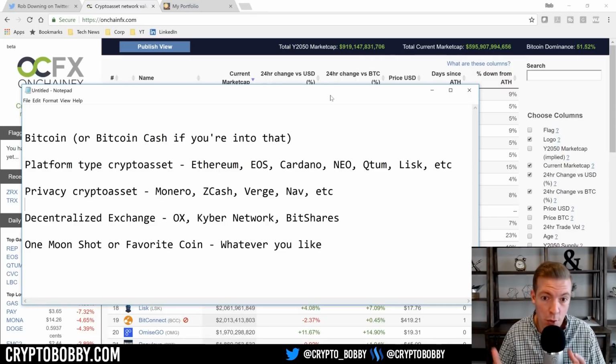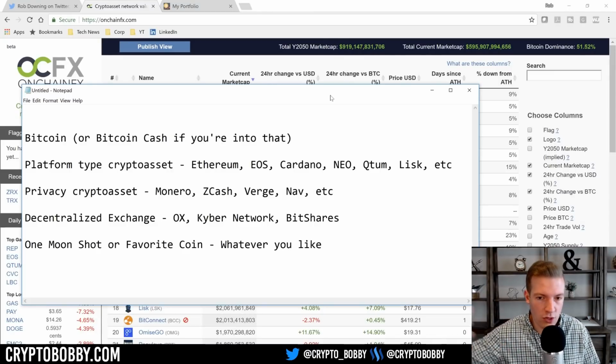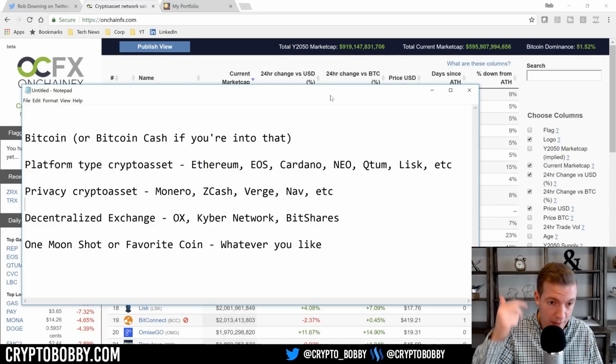Personally, I have both Ethereum and Cardano in my portfolio, and I like Ethereum for its right now acceptance as really the platform of choice within the crypto community. But I also have Cardano as kind of a more long shot potential, something that could maybe compete with Ethereum one day. And there are a lot of people out there that like Neo, that like EOS, maybe that like Lisk, Qtum. I think that a platform type crypto asset is something that's fairly important when it comes down to including in your portfolio. So first Bitcoin, then platform.